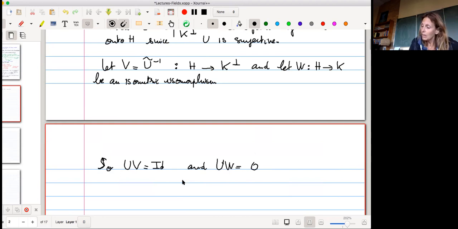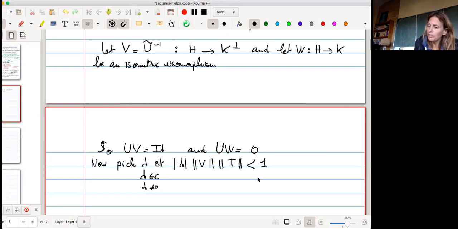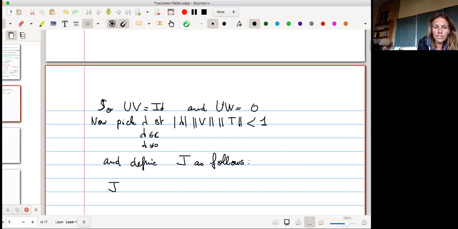Okay, now what we do is that we pick lambda in C, not zero, such that the modulus of lambda times the norm of V, the norm of T, is strictly less than one. And define J as follows. So J is equal to the infinite sum of lambda to the k, V^k W T^k. Thanks to this hypothesis, this converges in norm.